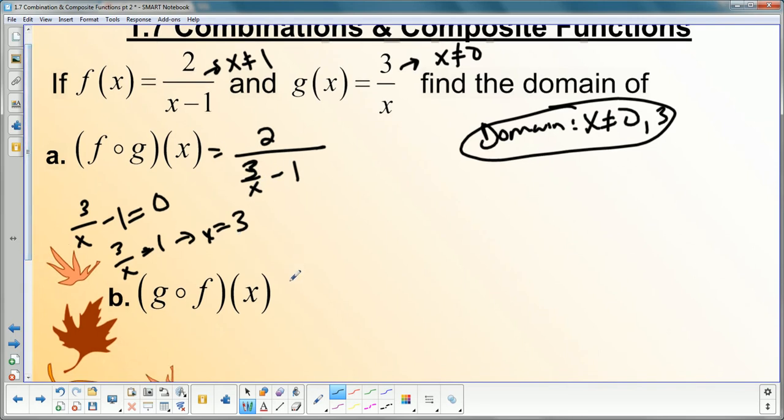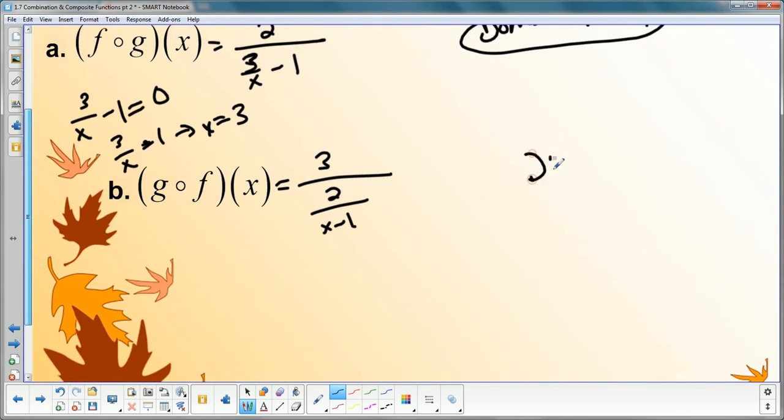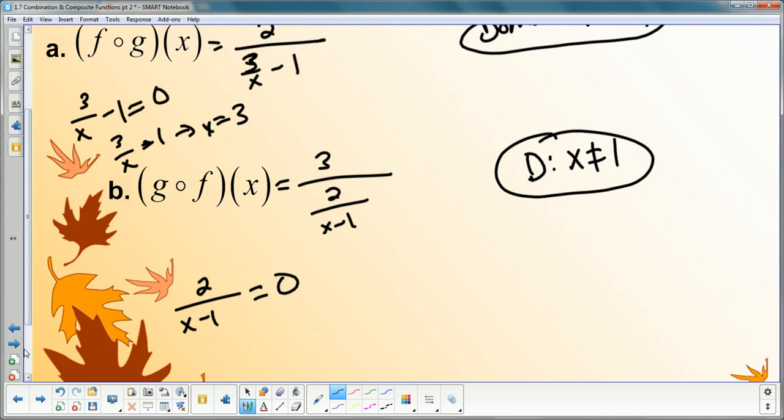Okay, things will change when I look at part B here now, because f is being plugged into g. So I'm going to have 3 over 2 over x minus 1. Okay, so again, if I look at my f piece, x cannot be 1. So I know that's true. Now the second part I need to say is when is 2 over x minus 1 equal to 0? Because we can't have a division by 0. And in this case, there won't be any values of x we could plug in here that will create the whole fraction being 0. So the only domain restriction on that second part is that x cannot be 1.